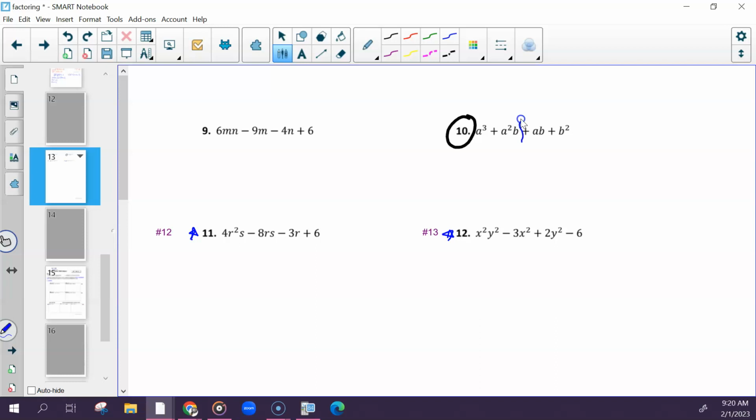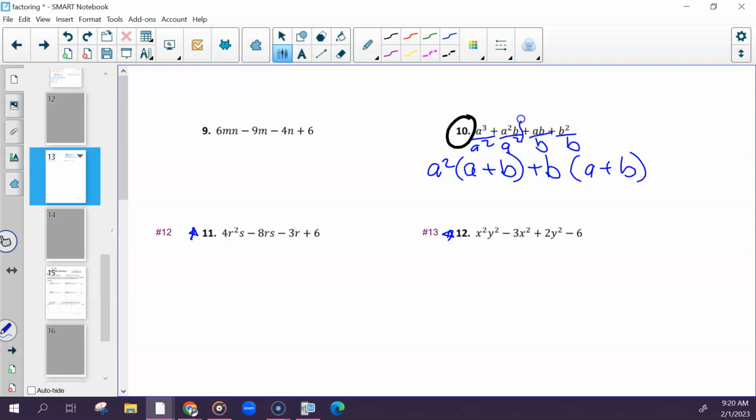What is the GCF of the first two? A squared. We're dividing out a squared. What's left? A plus b, correct? Plus, what is the GCF of the last two? B. We divide both by b. What's left? A plus b.